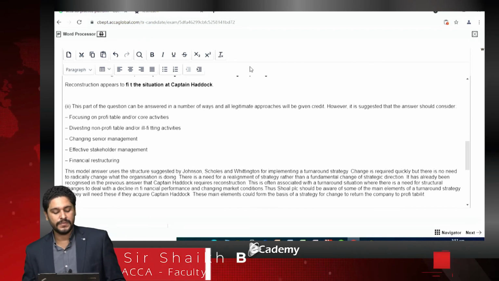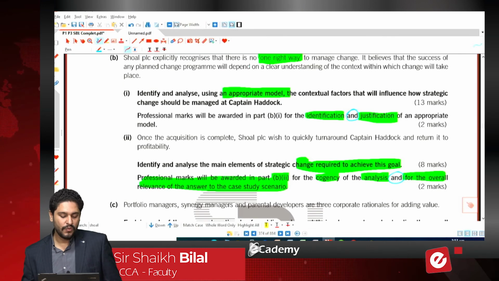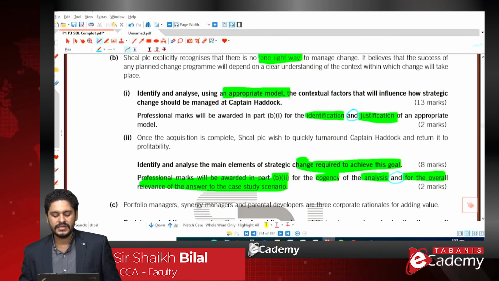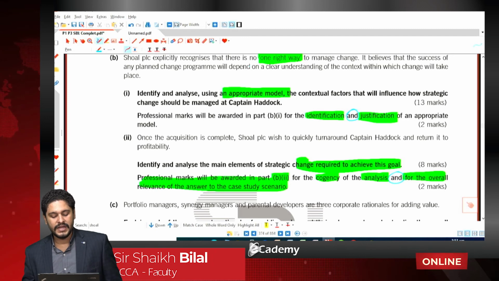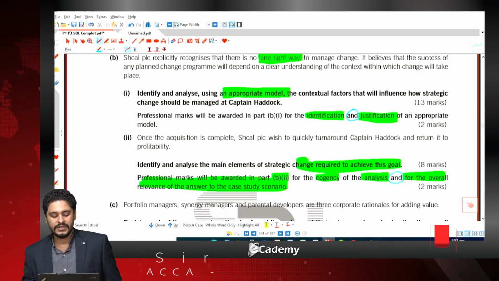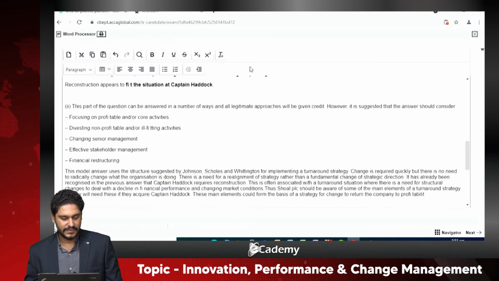Now we are going for the second part. The second part was, once the acquisition is complete, Shoal PLC wished to quickly turn around Captain Haddock and return it to profitability. Identify and analyze the main elements of strategic change required to achieve this goal. Professional marks are available for analyzing and the overall relevance to the scenario that is being given.